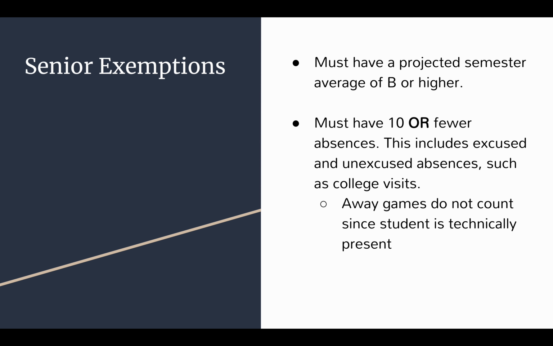at the end of the semester. They need to have 10 or fewer absences. This will include excused absences and unexcused absences. So if you are planning a college visit with your child, that counts as an absence. The only thing that doesn't count as an absence would be away games. So if your child is on a sports team and they need to go to some other county or some other school, then that won't count since they're technically present at school.